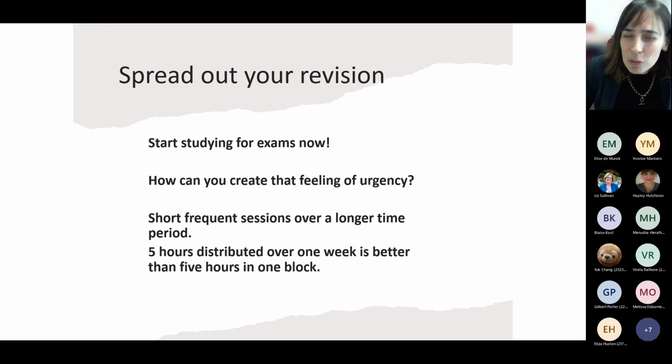So maybe we can think about how you can create that feeling of urgency. I'm sure you guys have lots of strategies that you try when you've got a deadline that's a few weeks away and you're not necessarily feeling that urgency. Try those strategies you normally use in order to encourage those short, frequent sessions over a longer time period. So 5 hours distributed over 1 week is better than 5 hours in one block.